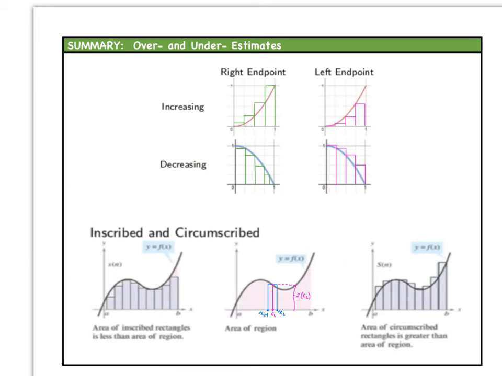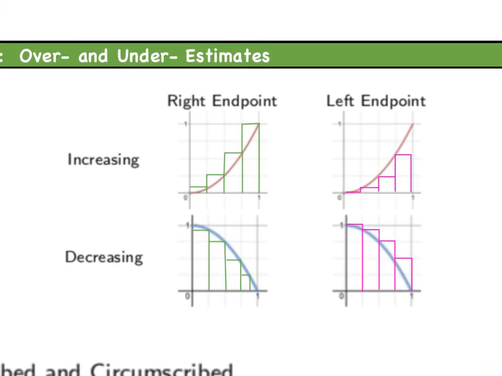This next chart kind of just gives us a summary of the over or under estimates. If we take a look at a function that's increasing, and we draw right endpoints for rectangles and left endpoints, what we should notice is when our f is increasing and we're using right endpoints, this is going to be an overestimate. Now if we're using left endpoints of an increasing function, we should notice that this is going to be an underestimate.